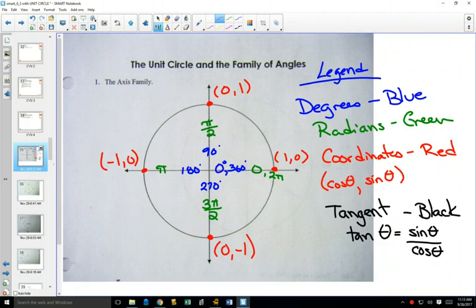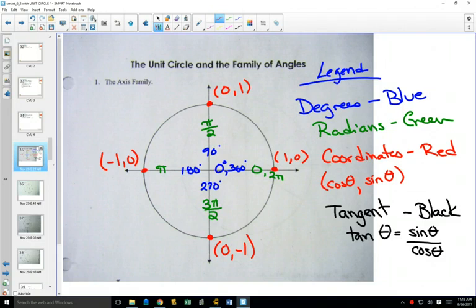I can ask you, what's cos of 90 degrees? And you look on here, and where's 90 degrees? Well, that's right here. What point is on the unit circle at 90 degrees? 0, 1. And if I want to find cos of 90 degrees, should I look at the x-coordinate or the y-coordinate? It'll be the x-coordinate. And so cos of 90 degrees is 0.